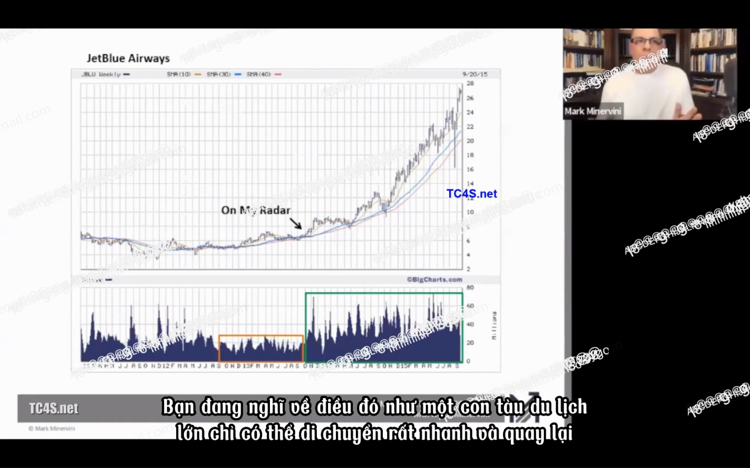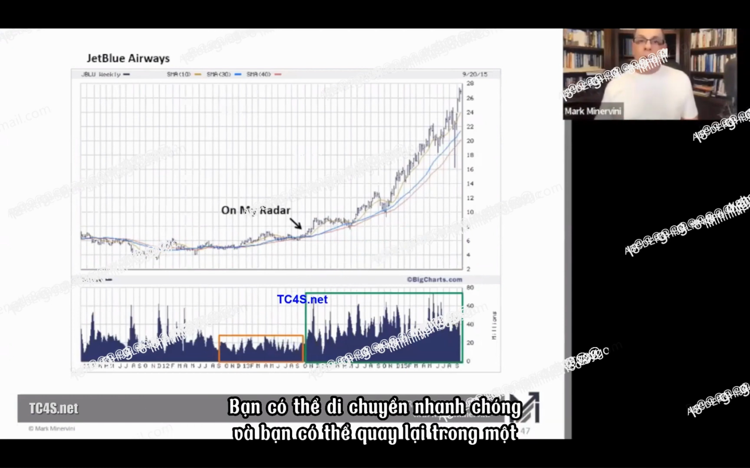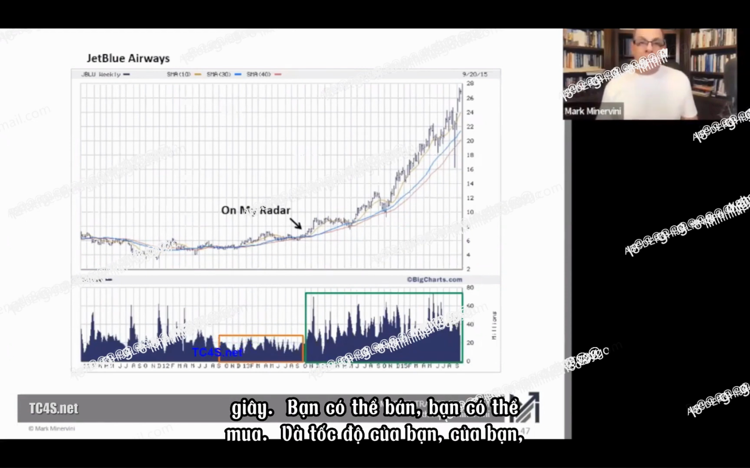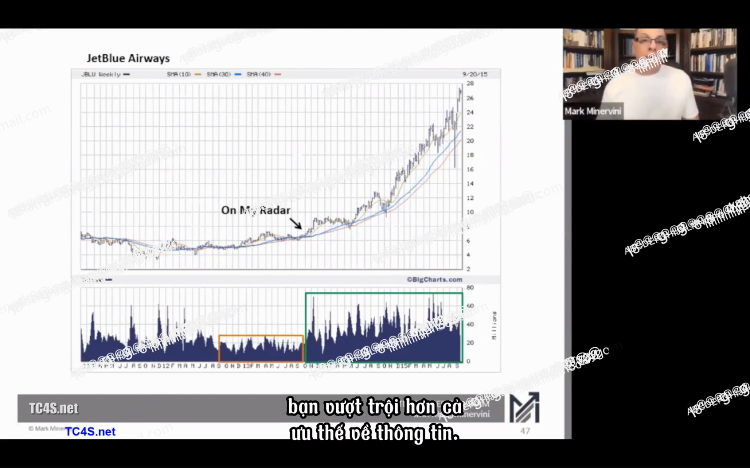Think of that as a big cruise ship that can only move so fast and turn around very slowly, and you're in a speedboat. You can move quickly and you can turn around in a second. You can sell, you can buy, and your speed and your agility make you superior, even to information superiority.